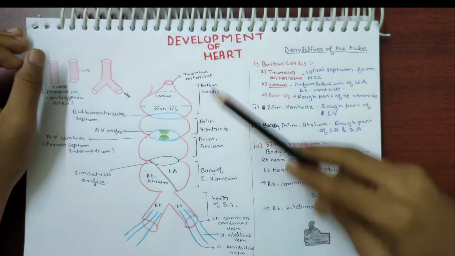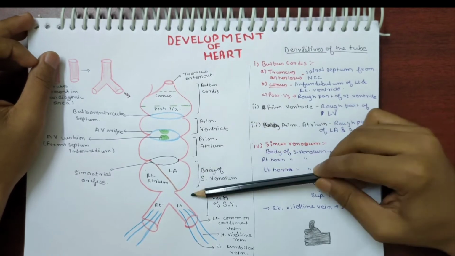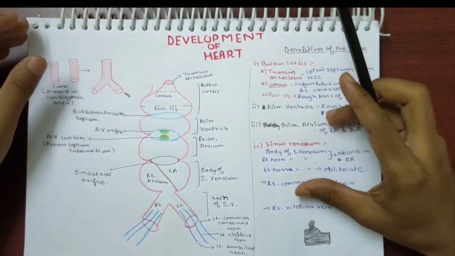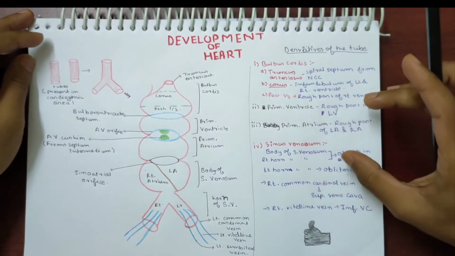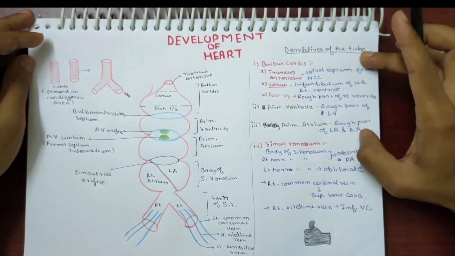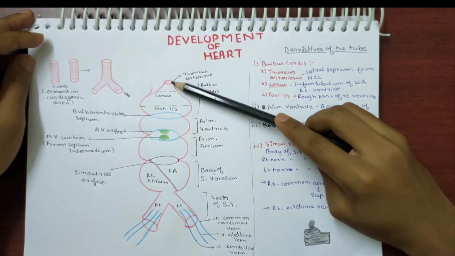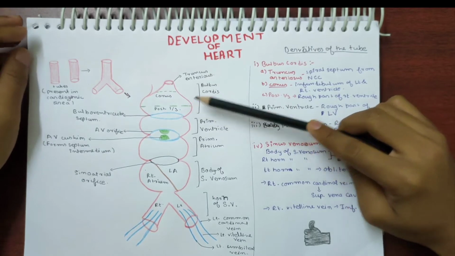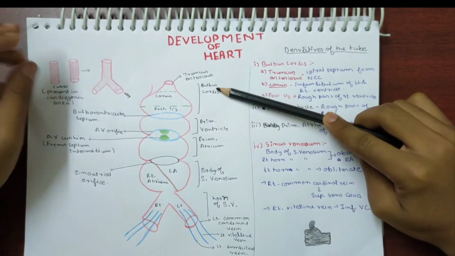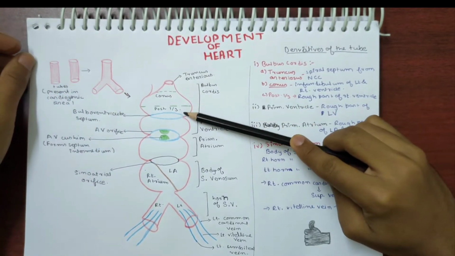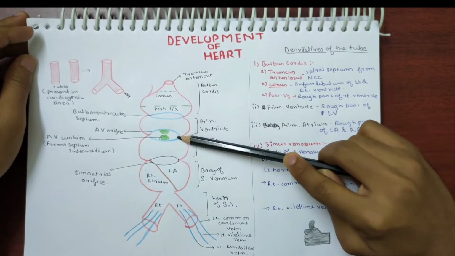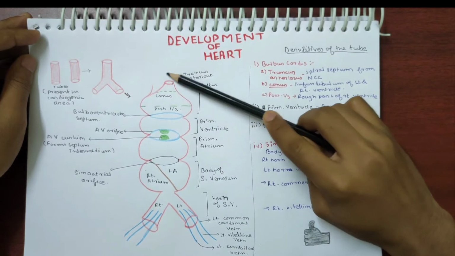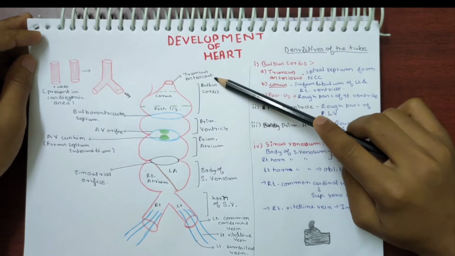This is the typical heart tube right here, and I have labeled different parts of it. Let us first discuss the different parts, and then later we will discuss the derivatives of the tube. The first part, the upper part, is the bulbus cordis. The bulbus cordis is further subdivided into three parts. The first one is the proximal third, which is closest to the primitive ventricle. Then we have the conus part, and finally the uppermost part is the truncus arteriosus.